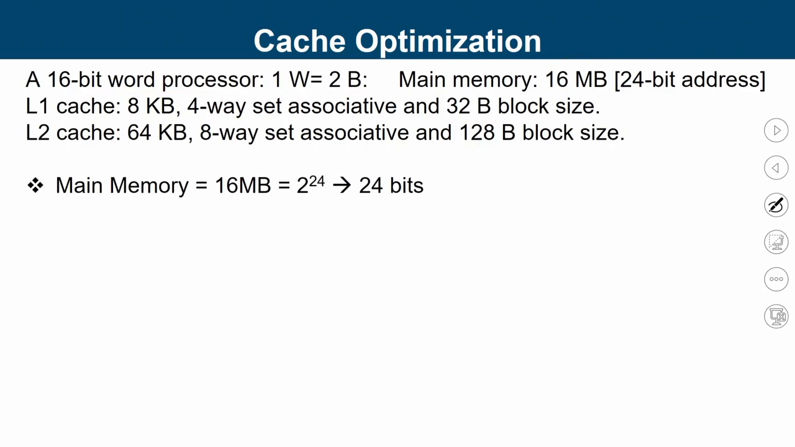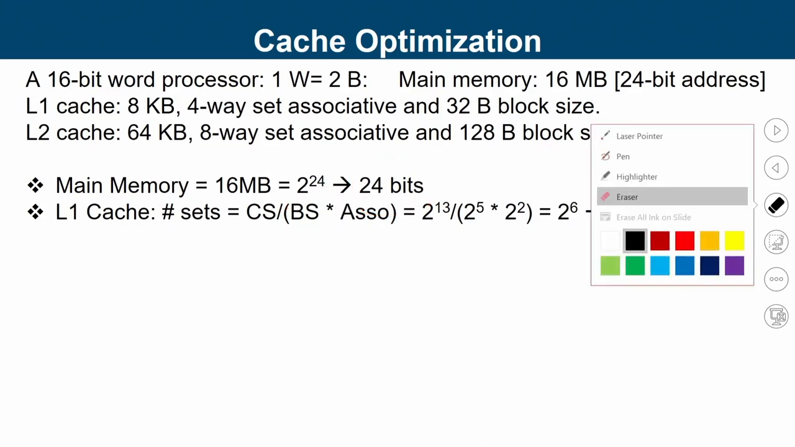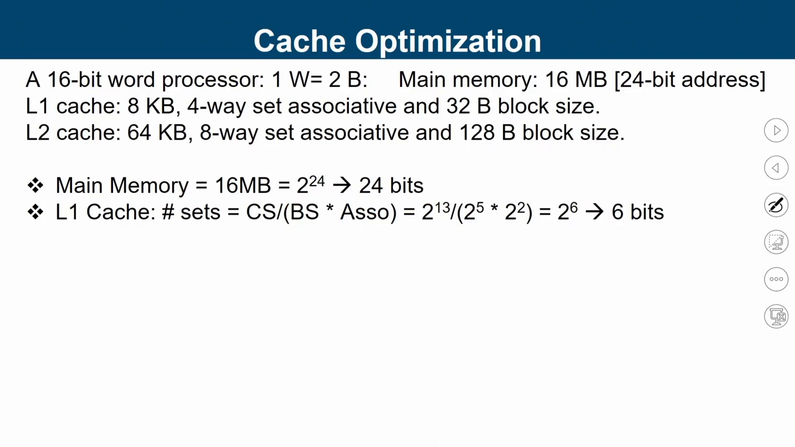The main memory is 16 megabytes. 16 megabytes is 2 power 24 bytes. So, there are 24 bits in the physical address. Now, the L1 cache address split up that we have to see. The number of sets is equal to cache size divided by block size into associativity. I am talking about an L1 cache of 8 KB. 8 KB is 2 power 13 bytes. So, 2 power 13. Block size is 32 bytes, so it is 2 power 5. It is 4-way associative, so 2 power 2. So, 2 power 13 divided by 2 power 7, that is 2 power 6. So, 6 bits are used for set index.